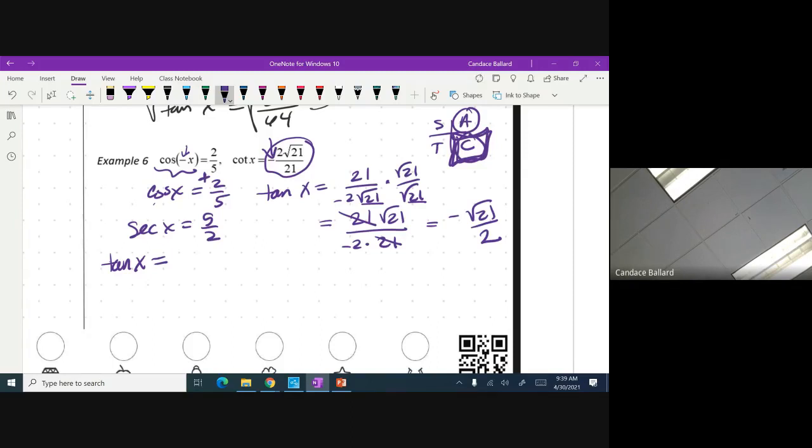So I'm going to take the sine. Oh, I don't have the sine. That's what I'm trying to find, right? So sine of x divided by the cosine 2/5. But guess what? I should have put my tangent in over here, right? That value. So I should have put in negative square root of 21 over 2.